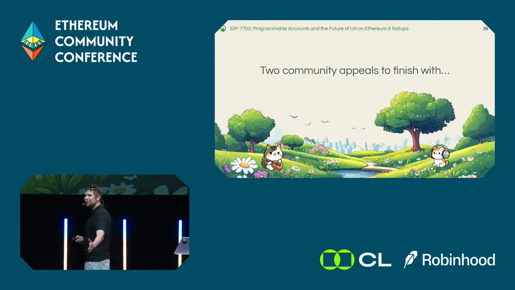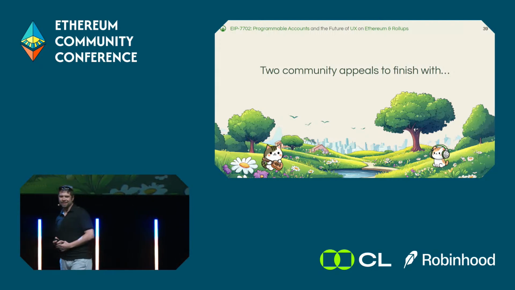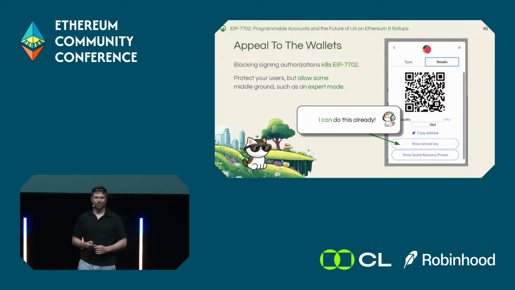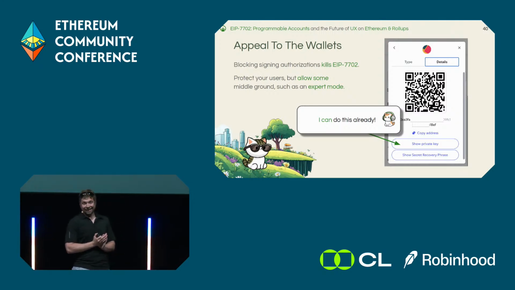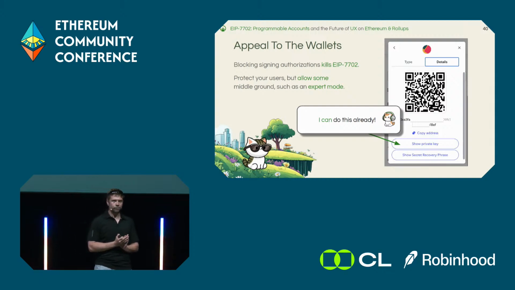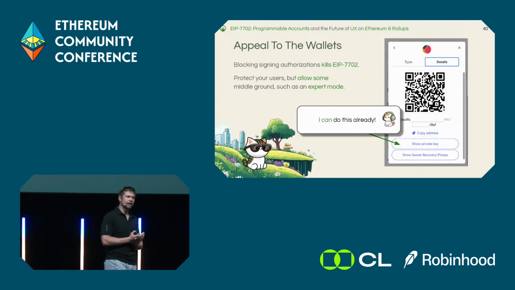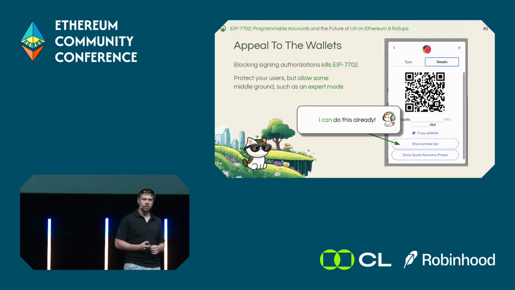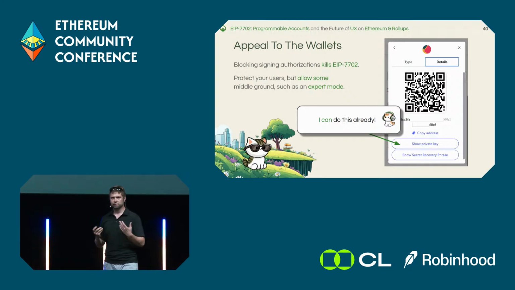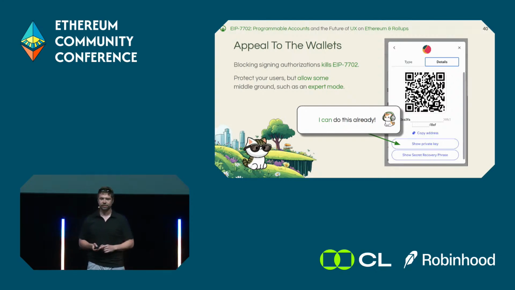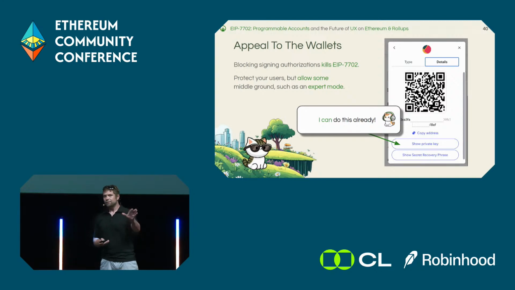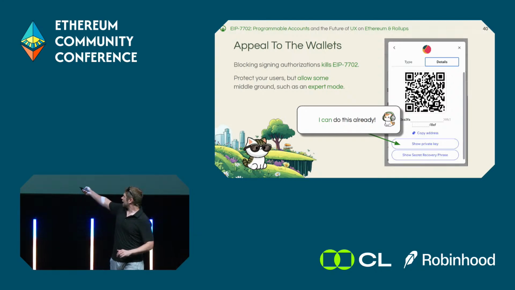So, two community appeals to finish with. The first one is to the wallets. Dear wallets, please let us use 7702 to the fullest extent. Do not be opinionated about what account I can delegate to or should delegate to. Don't force us into particular frameworks. There is a lot of beautiful stuff that can be developed using this. And if you need convincing, well, I can already do this.